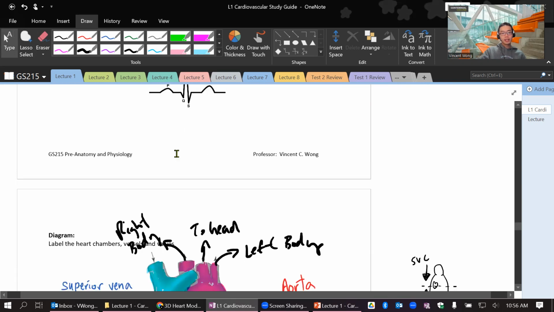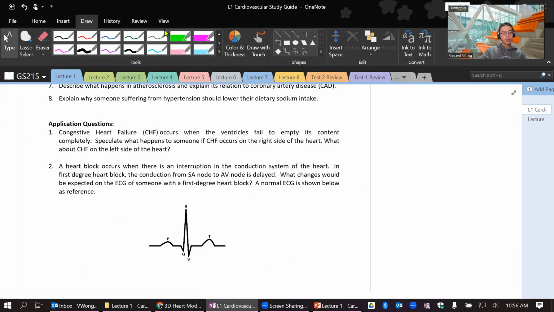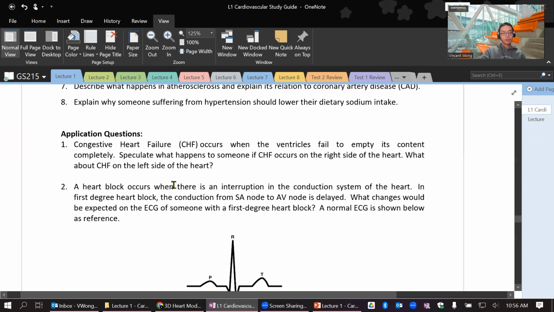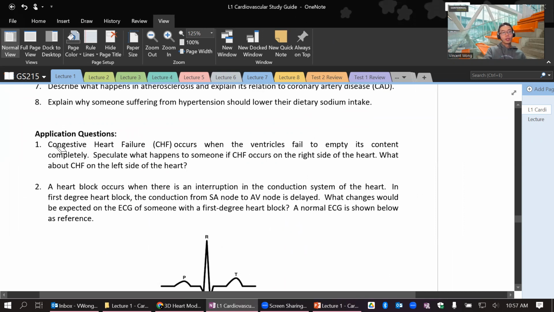And I just want to end the lecture by talking about the application questions. Okay, let's take a look at this. So by the way, the application question that I'm talking about here, I could convert this into an application multiple choice on the quiz, right? So that's why you should pay attention here.